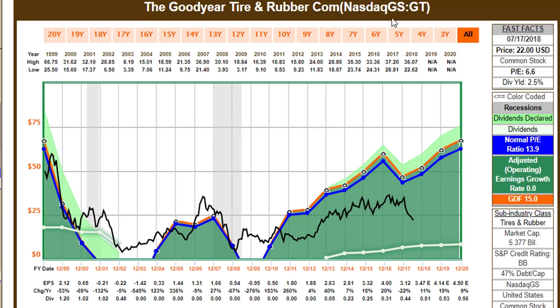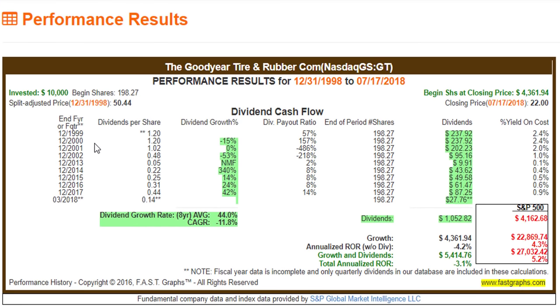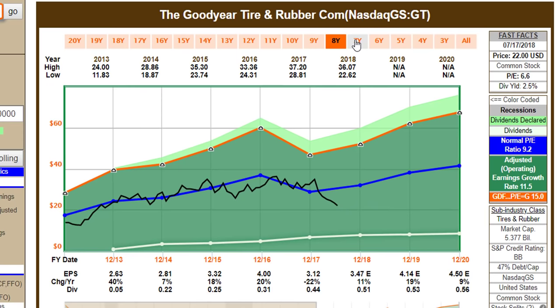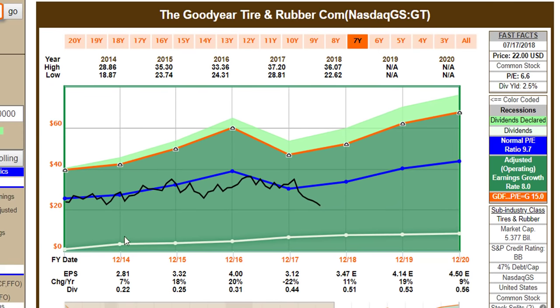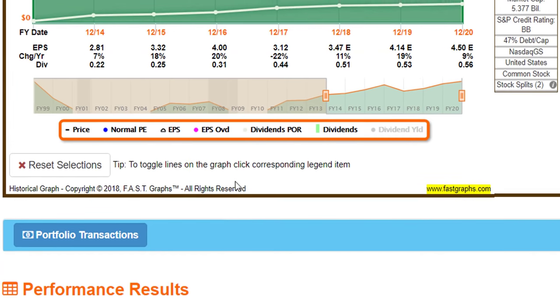Now, the dividend record here more recently, if I go down to the performance results, the dividend since 1999 has been spotty. There's been 44% average growth, but a compounded growth of -11% because we had periods where they cut the dividend out. So let me go into the period where we've looked at dividends just since they reinstated a dividend in 2014 and look at the dividend record. And what you have is an aberrant number here. I want to make that clear.